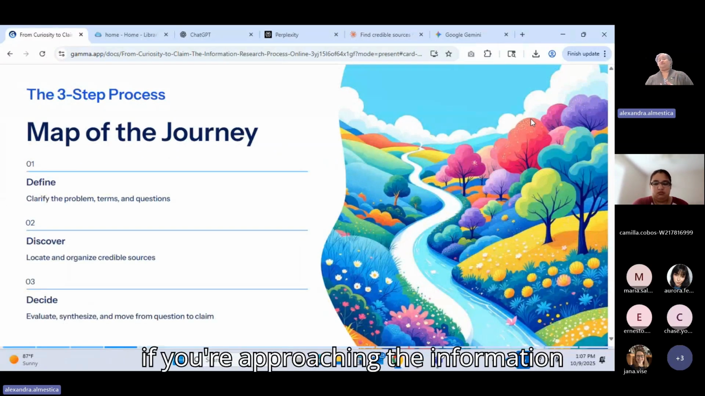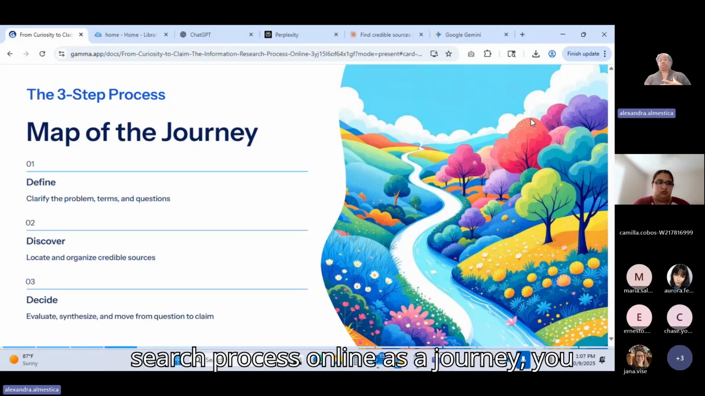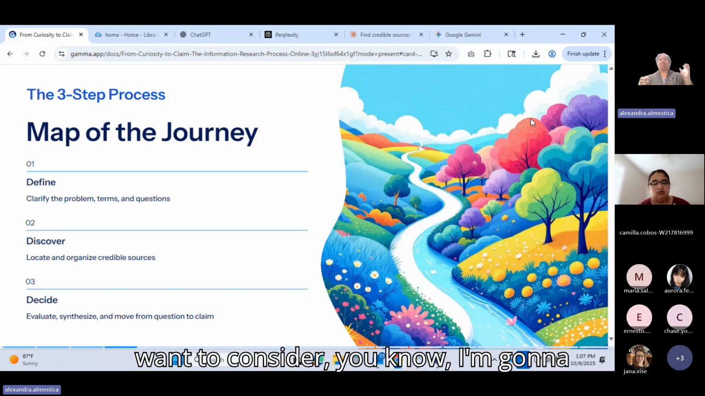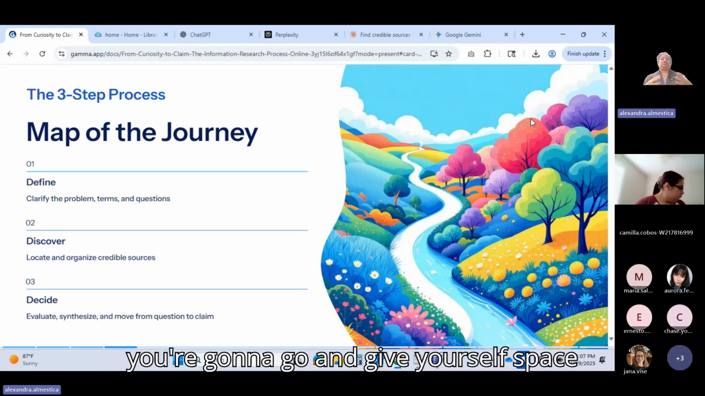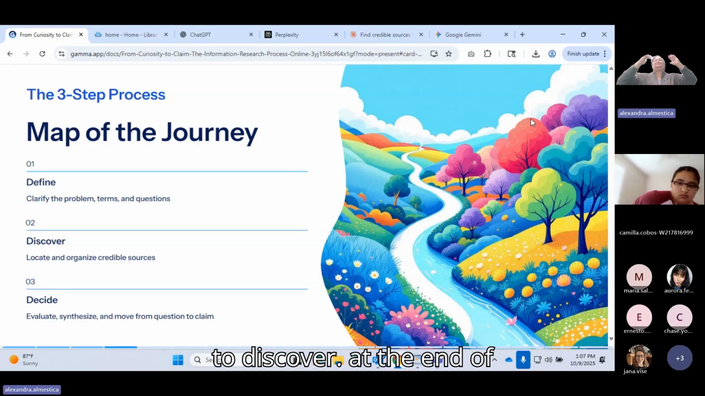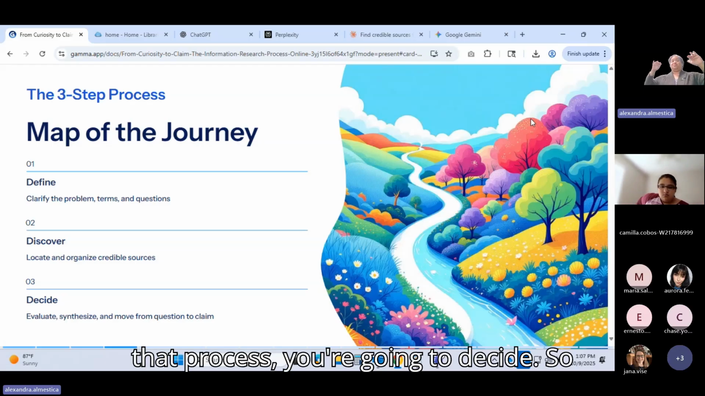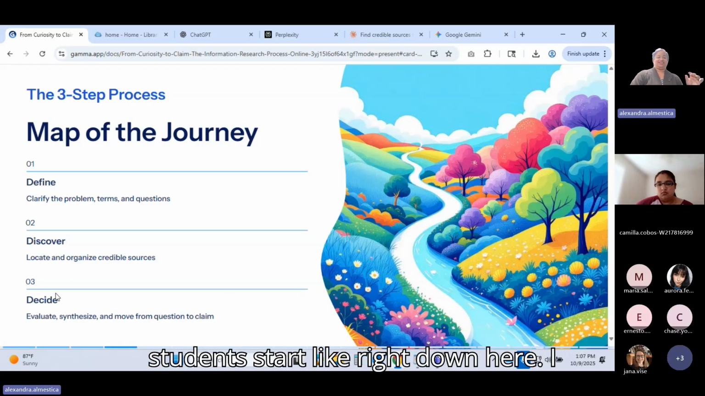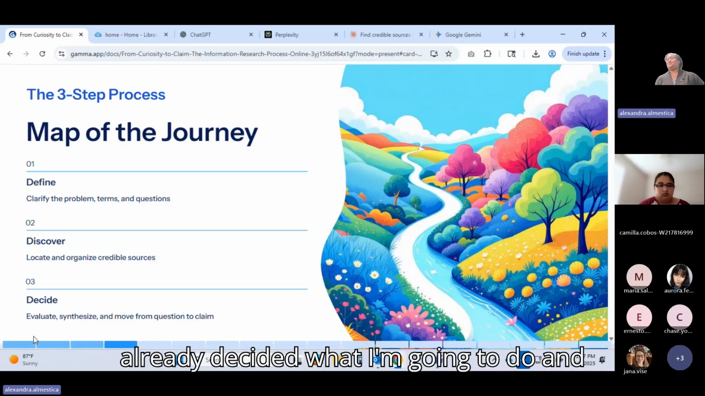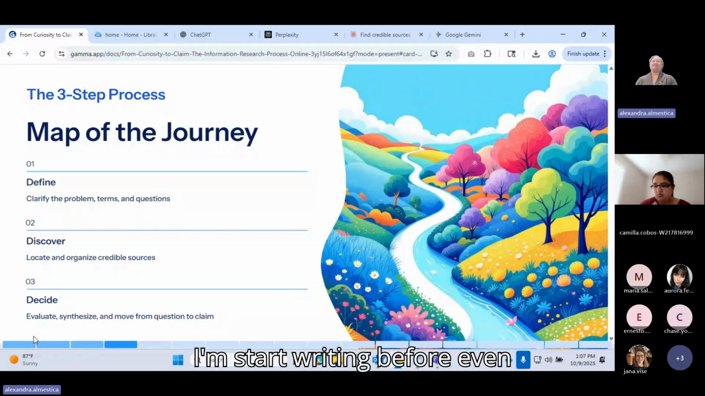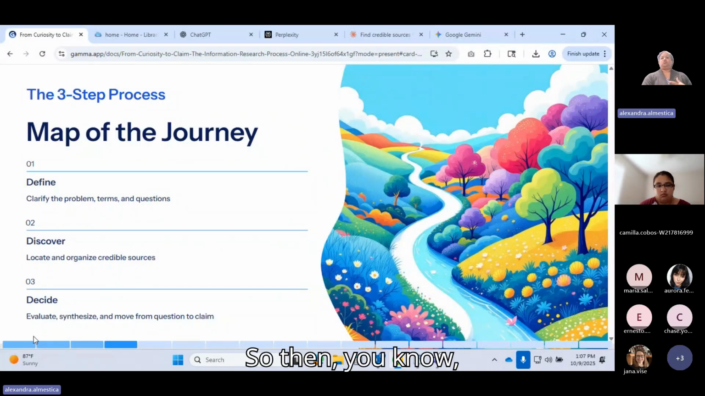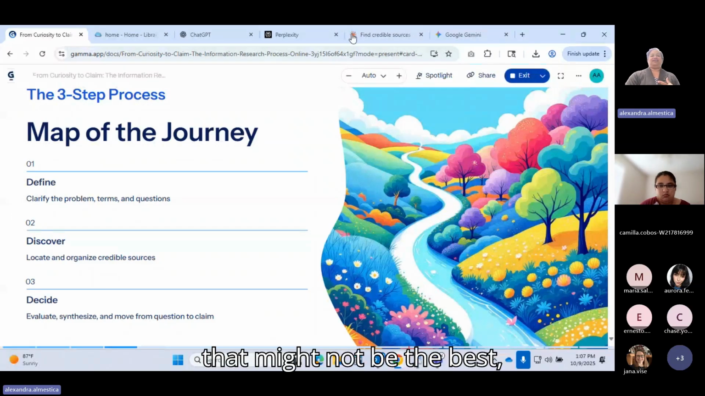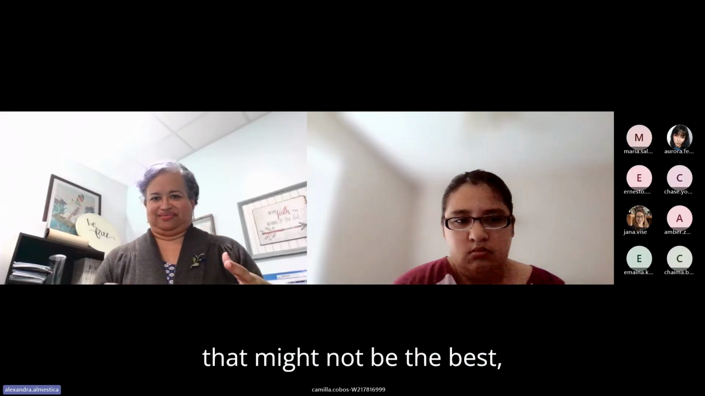So if you're approaching the information search process online as a journey, you want to consider, I'm going to define some things that I'm going to do, like words, maybe the problem, and then you're going to give yourself space to discover. And at the end of that process, you're going to decide. What happens sometimes is that a lot of students start right down here. I already decided what I'm going to do, and I start writing before even considering some general ideas. Okay, so then that might not be the best.